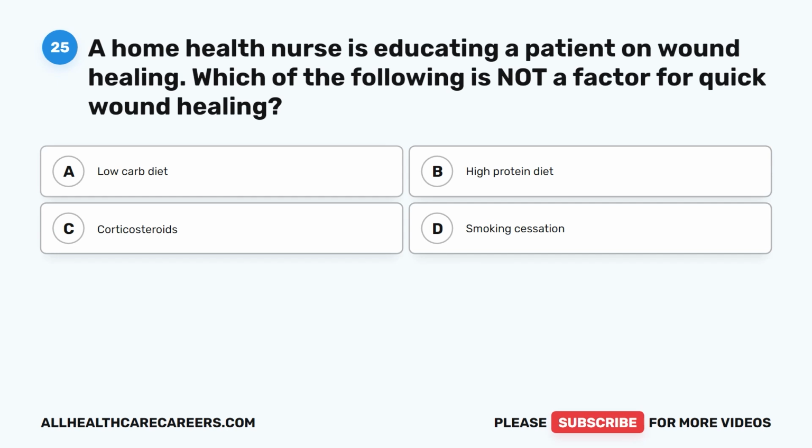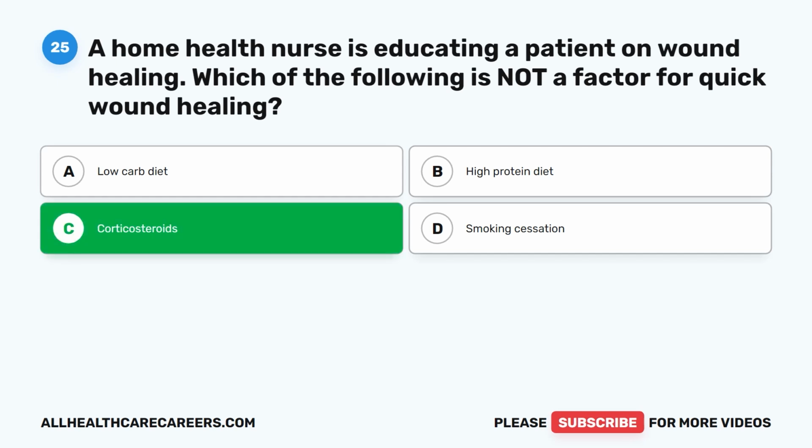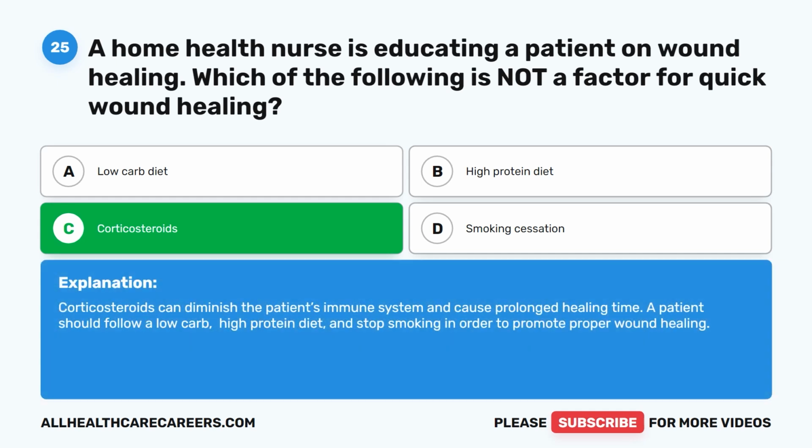Question 25. A home health nurse is educating a patient on wound healing. Which of the following is not a factor for quick wound healing? A. Low-carb diet, B. High-protein diet, C. Corticosteroids, D. Smoking cessation. The correct answer is C. Corticosteroids. Corticosteroids can diminish the patient's immune system and cause prolonged healing time. A patient should follow a low-carb, high-protein diet and stop smoking in order to promote proper wound healing.